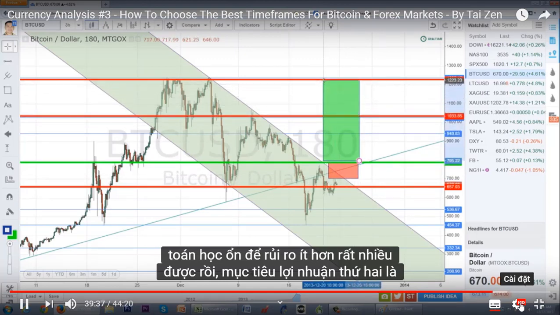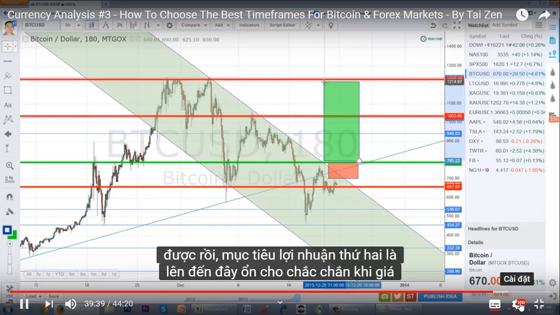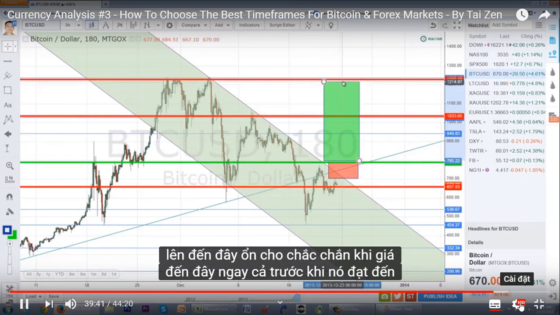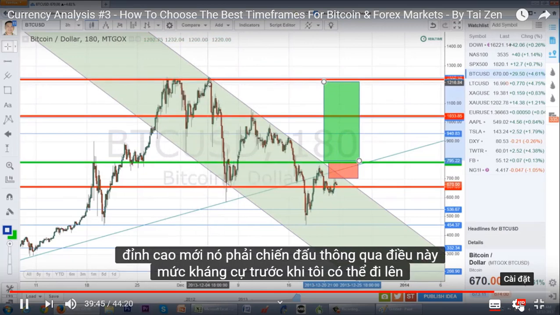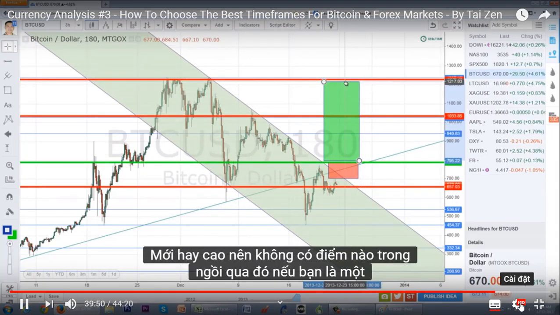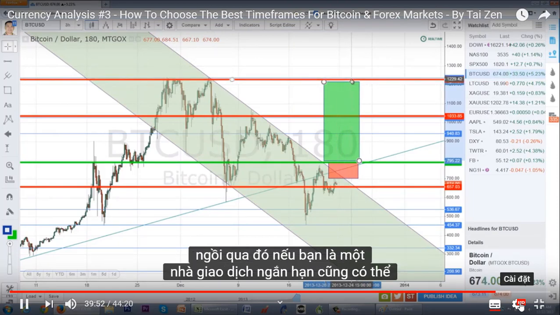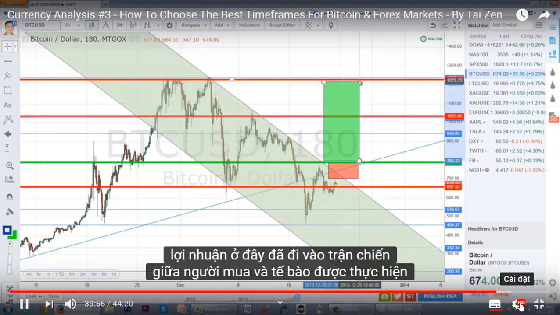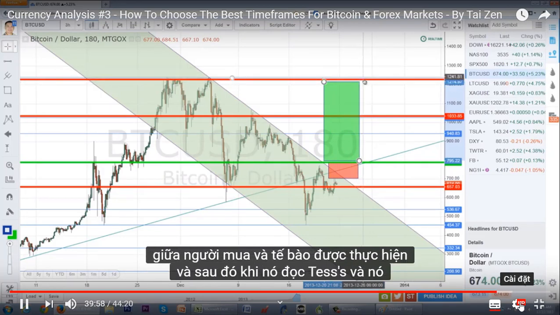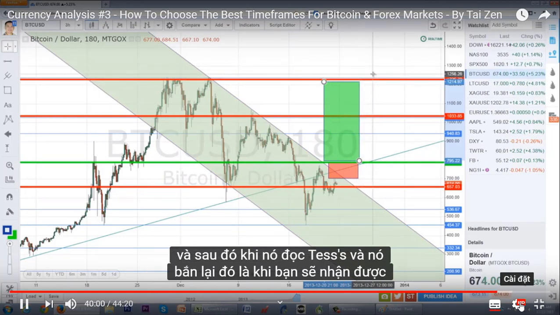Then the second profit target would be up to here, okay. For sure, when price comes up to here, even before it reaches new highs, it has to fight through this resistance level before it can go up to newer highs. So there's no point in sitting through that if you're a short-term trader. You might as well take profits here, wait until the battle between the buyers and sellers is done, and then when it retests and shoots back up, that's when you would get back in.